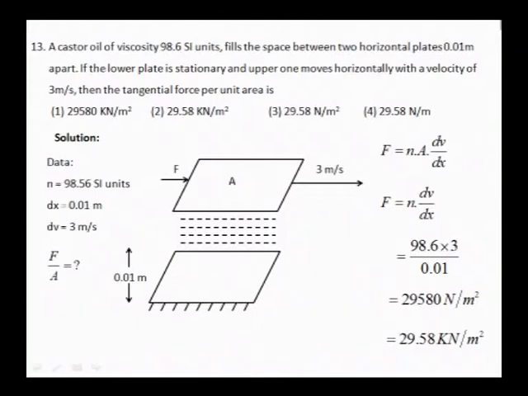According to Newton's law of viscosity, the viscous force F is equal to minus eta A dV by dx, where eta is the coefficient of viscosity, A is the area of cross section of each layer, and dV by dx is the velocity gradient. So, substituting the values, F by A is equal to eta dV by dx, we get the force per unit area of cross section as 29.58 kilonewton per meter square.